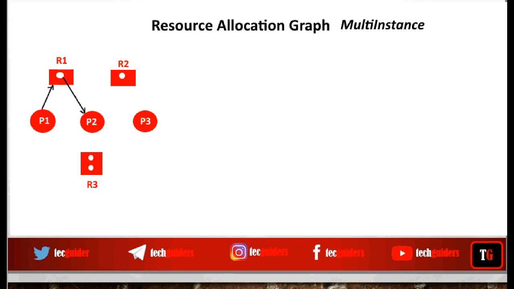The edges can be request edge or assignment edge. The request edge points from the circle representing the process to the box representing the resource. The assignment edge points from the dot representing the instance of the resource to the circle representing the process. So the request edge shows that the process is requesting the resource and is waiting for it. Assignment edge shows that that instance of the resource is already allocated to the process. So here we can see one instance of R3 is allocated to P1 and one instance of R3 is allocated to P2.